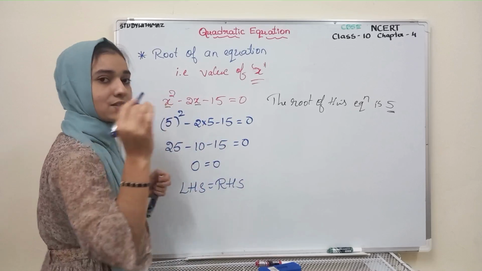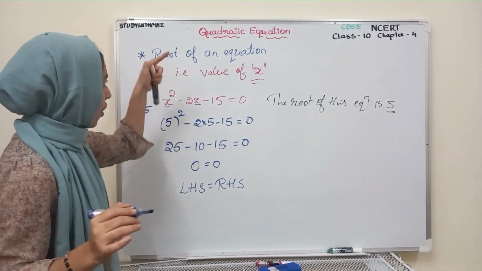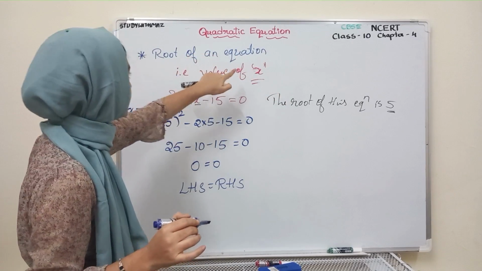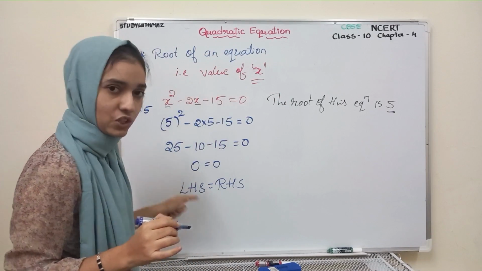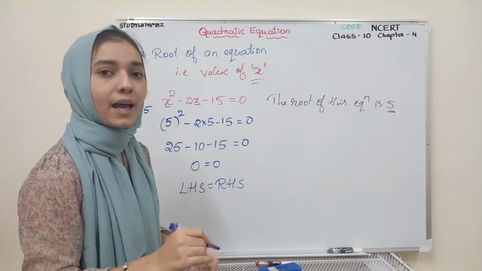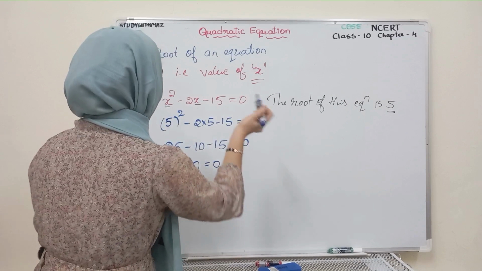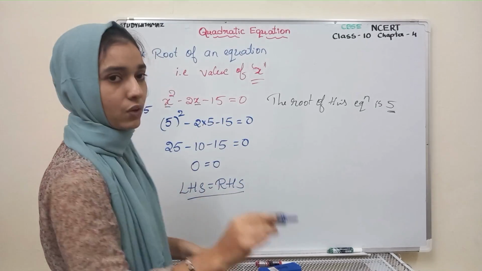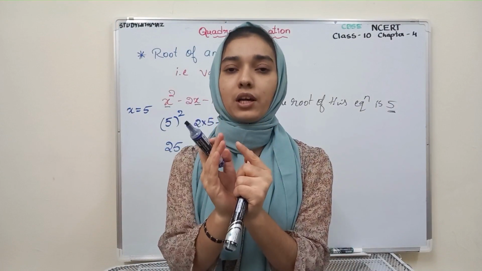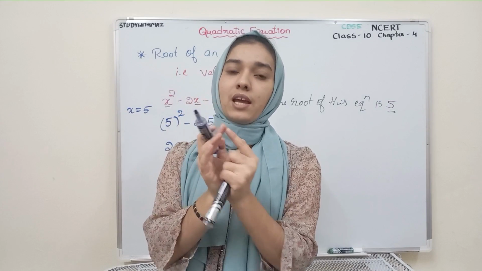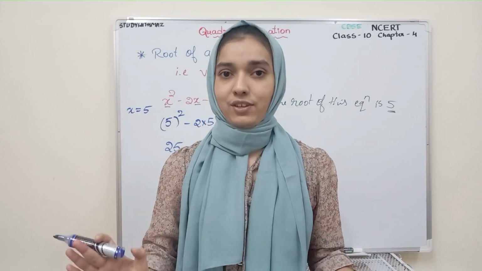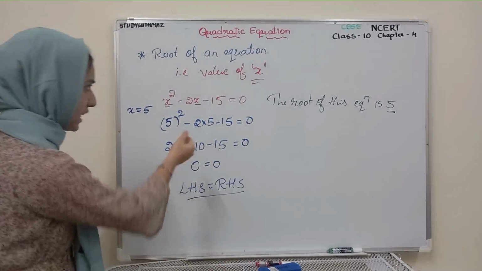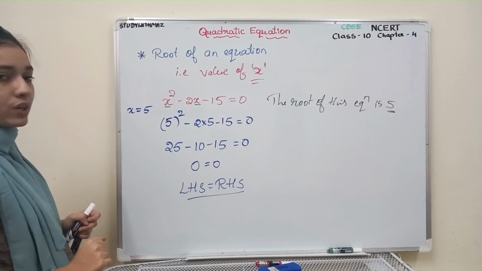I hope this is clear now. Your root of an equation should satisfy your equation. When you put that value in your equation, you have to get LHS equal to RHS. That particular number is known as the root of the equation. Is it clear regarding this? If you want to note down this, please note down this.